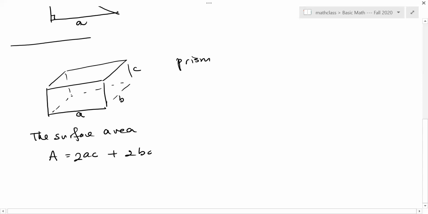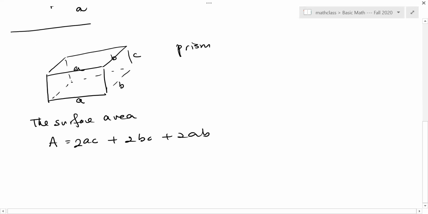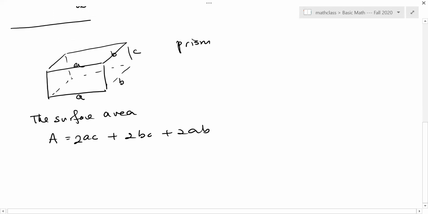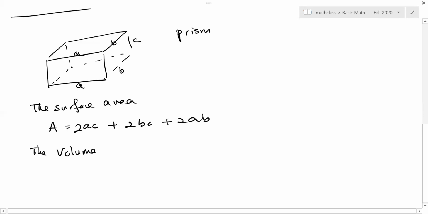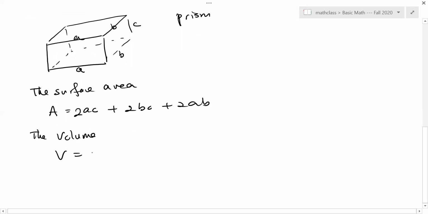How about the one on the top? Here's A, here's B. So that's why it's 2AB, because the one on the bottom is identical. So that is the total surface area. Now we have to introduce a new concept called the volume. In three-dimensional space, an object, a solid, you can talk about volume. The definition of volume is just the product of the 3 sides, A times B times C.